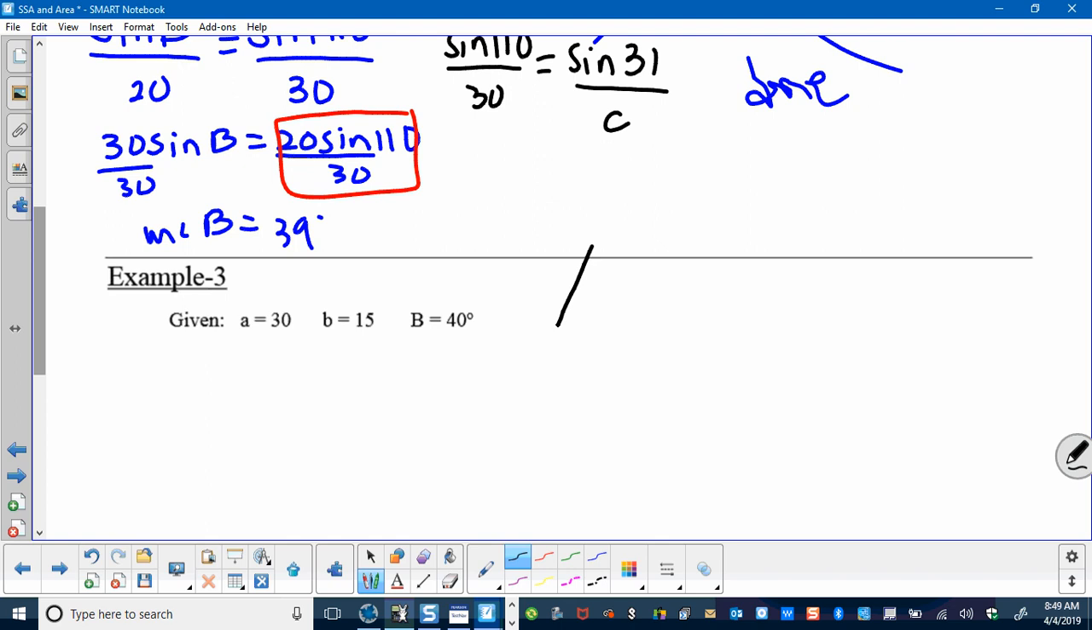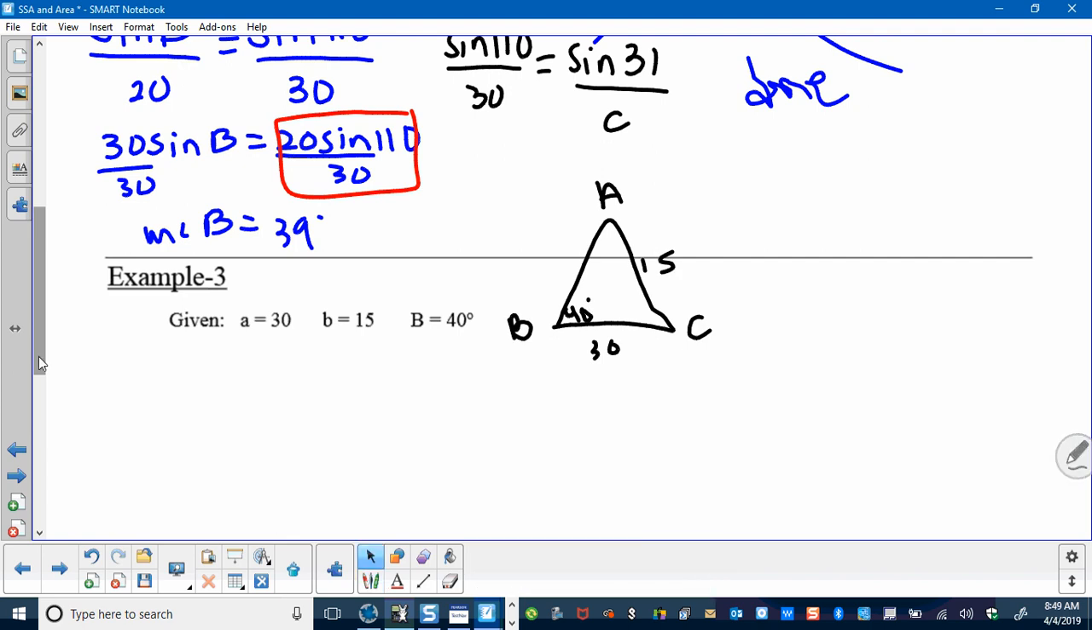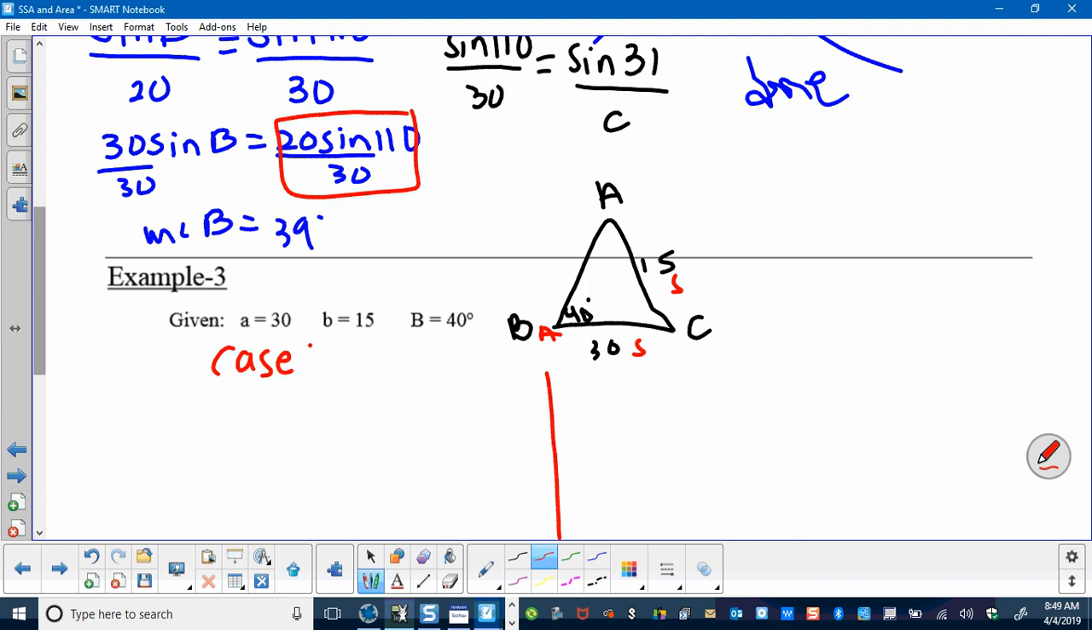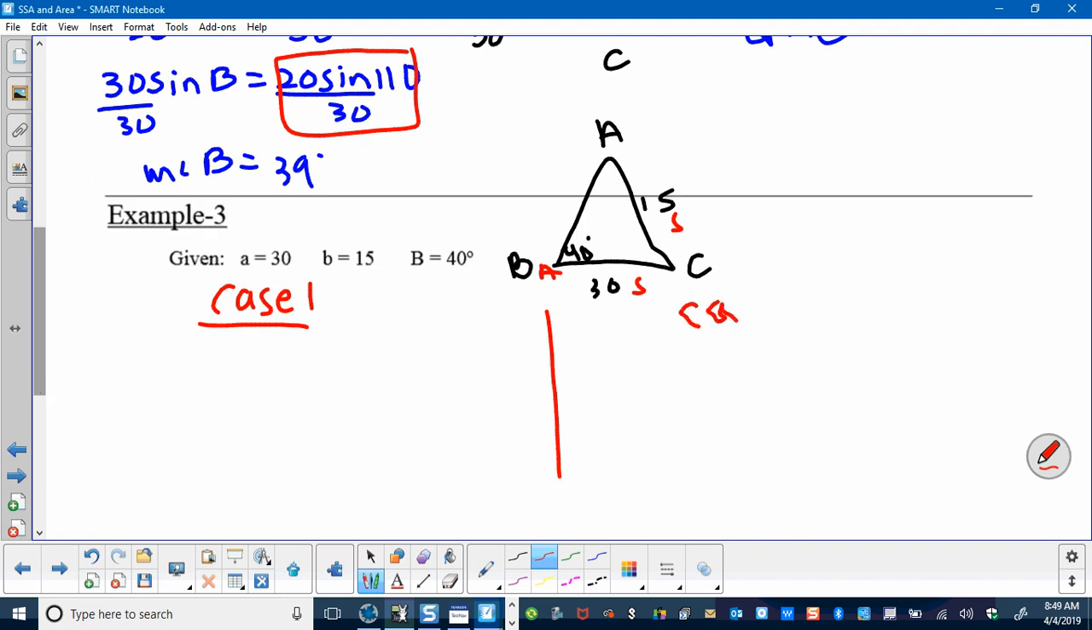So you go draw your triangle like you always do. You have A, B, C. We know it's not drawn to scale. Little a is 30, little b is 15, big B is 40. Oh no! They gave us angle, side, side. You should automatically be like, oh, this sucks. I need 2 cases. So case 1 and case 2. Sorry about this marker board right there.